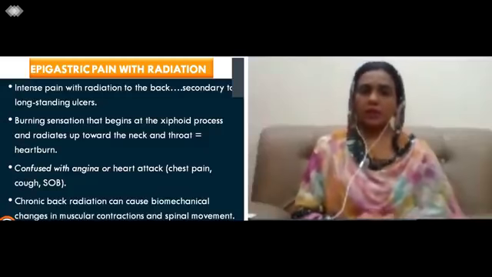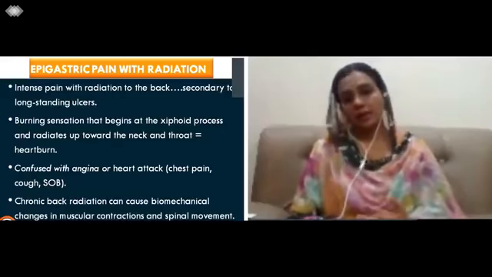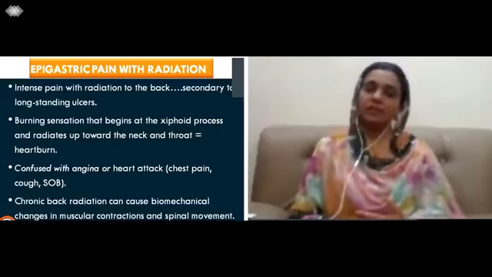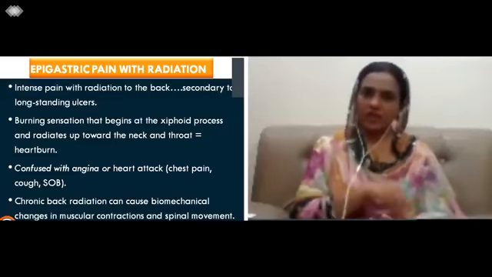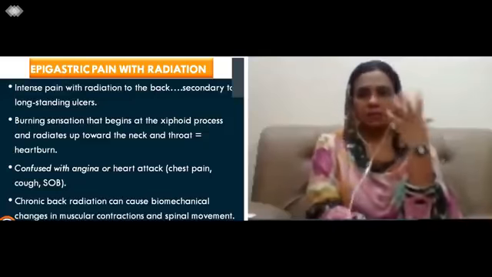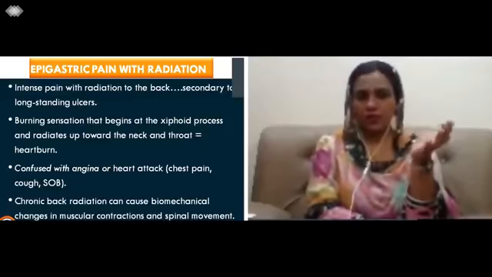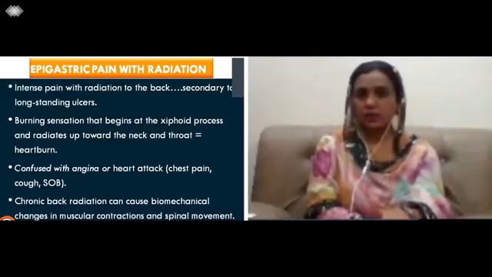But on the other hand, the thing which is more confusing is that sometimes heartburn can be confused with angina or heart attack, especially if the heartburn is accompanied by chest pain, cough, and shortness of breath. These things make this symptom of heartburn very confusing. Obviously, you will have to rely on other associated symptoms to make a differential diagnosis.